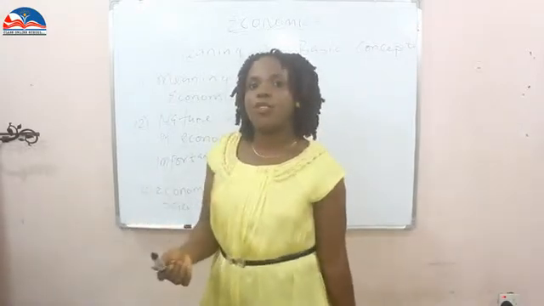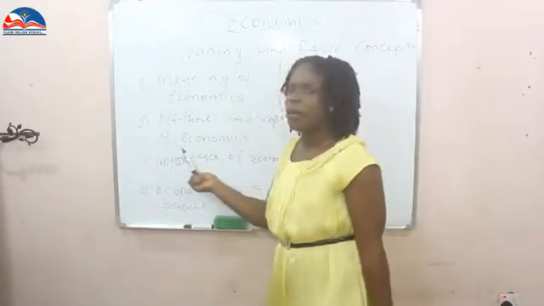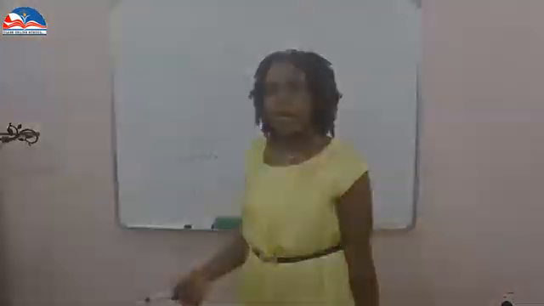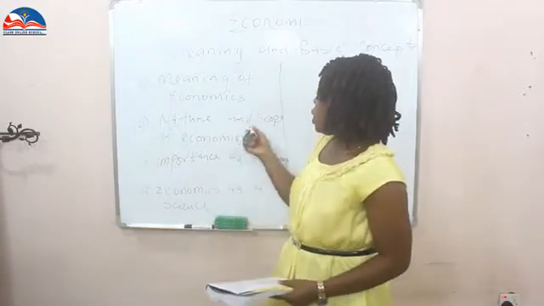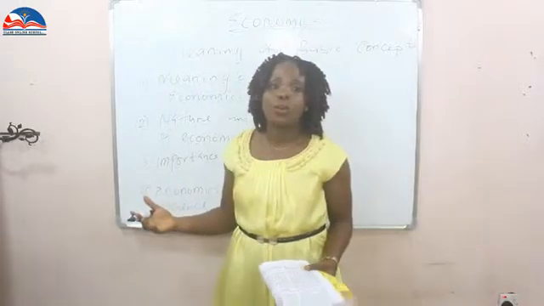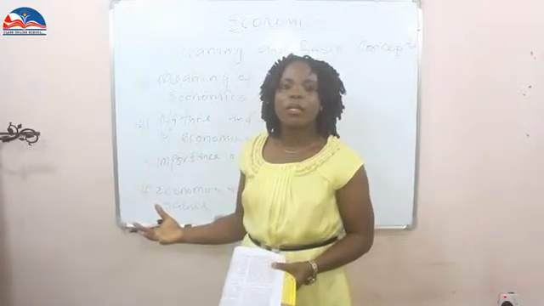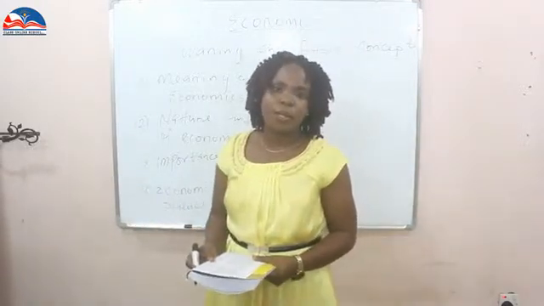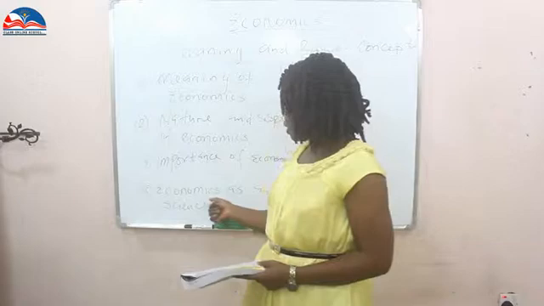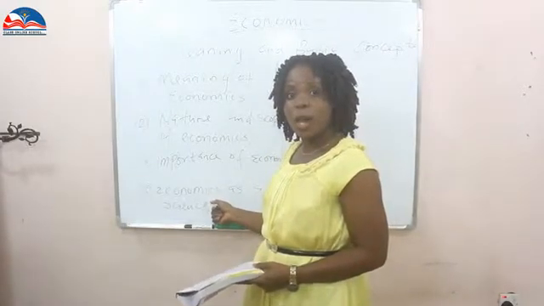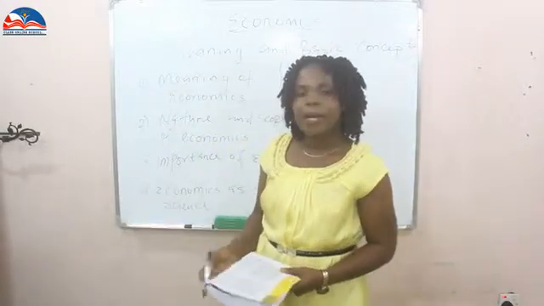Now, having discussed the definition, let us move on to the next one, the nature and scope of economics. What is the nature and scope of economics? What is the scope that economics covers? Economics belongs to both the social science subjects and the science subjects. So it is seen as a social science, but in our last bullet point for today, we are going to see how economics is seen as a science. So it is seen as both a social science and a science.